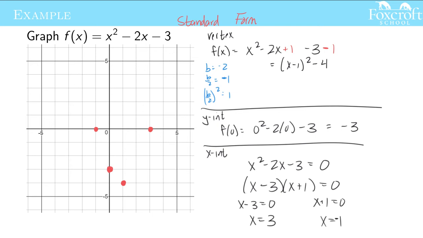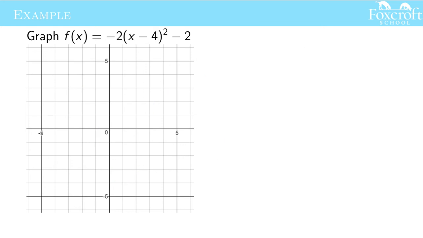And now that I have all the important stuff, I know this vertex is where the turn's going to happen, and I can draw my parabola like that. All right, so that's the graph I'd be looking for if this was a skill check. All right, you have your x-intercepts in exactly the right place, y-intercept exactly right, vertex exactly right, and you draw a parabola that hits all 4 of those points correctly. All right, one more example.